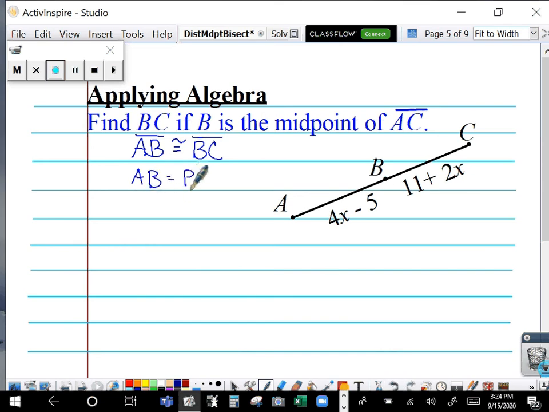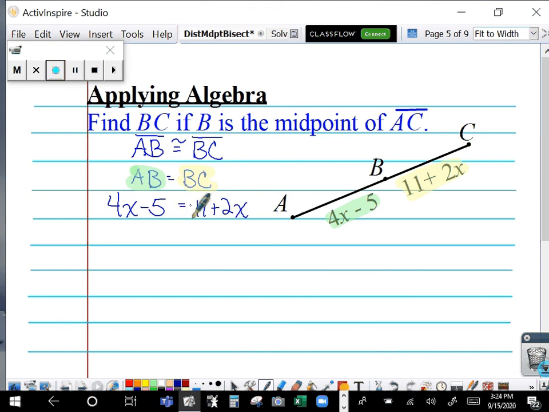Now again, without that bar on top, they're talking about a number or a value or an expression. So the length of AB is this. It's the 4x minus 5. And the length of segment BC is this. It's the 11 plus 2x. So I know that those two values are going to be equal to one another. So I'll put them into this equation, 4x minus 5 and 11 plus 2x, and I'll set those equal to one another. And now, guys, we've got an algebraic equation that we should be able to solve.